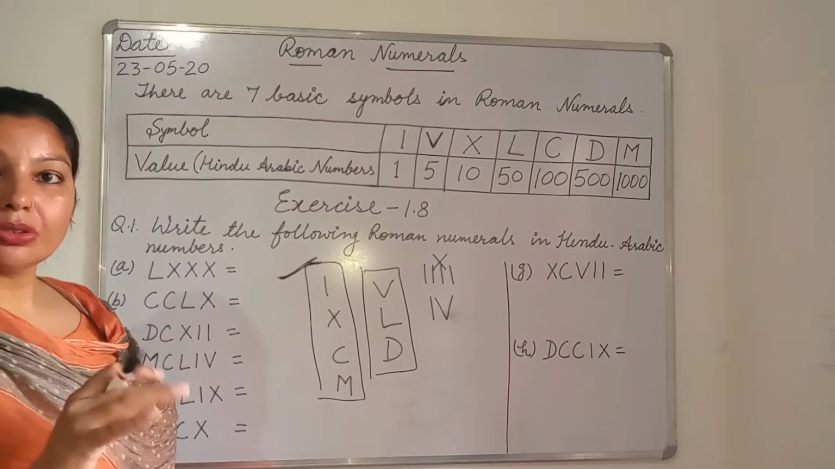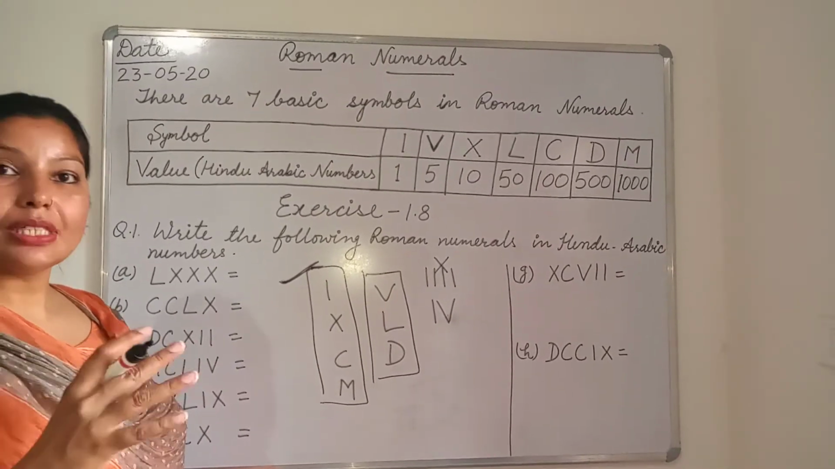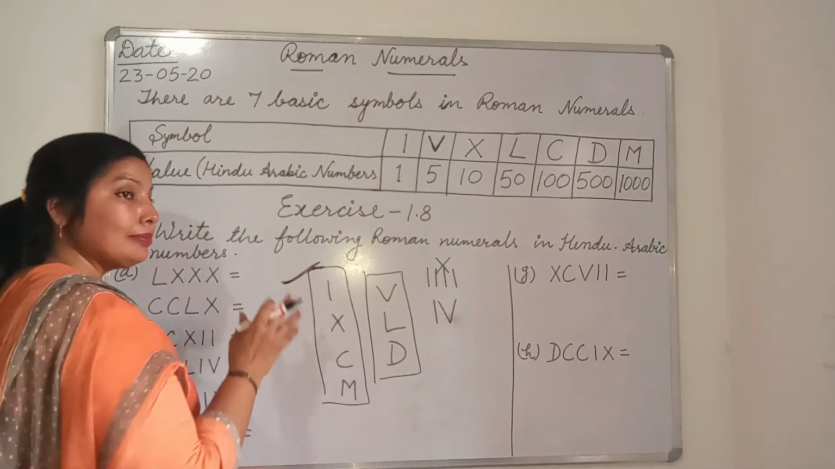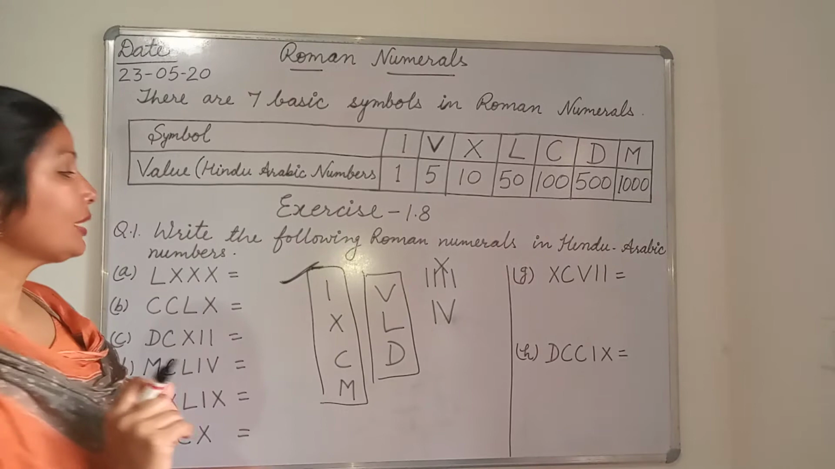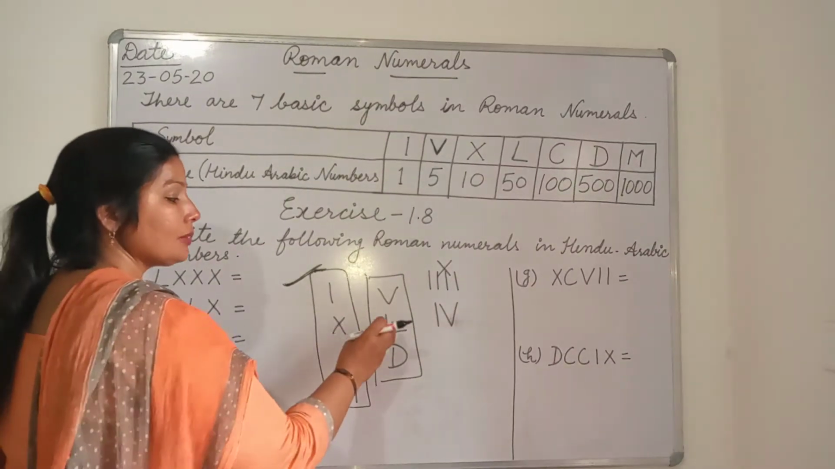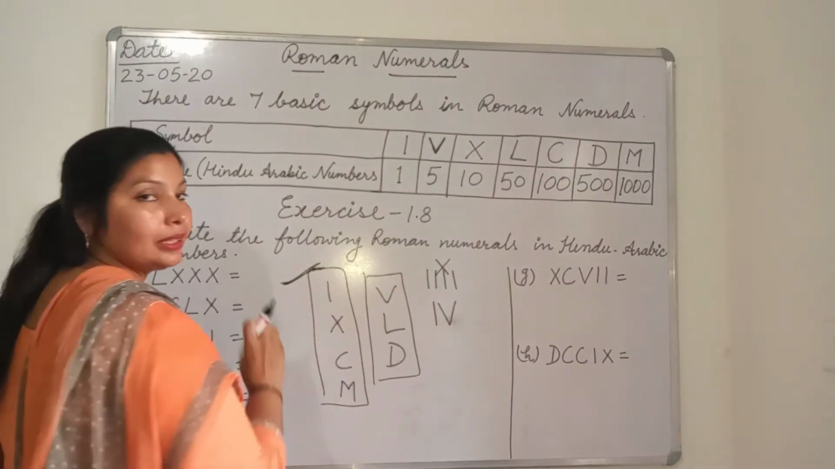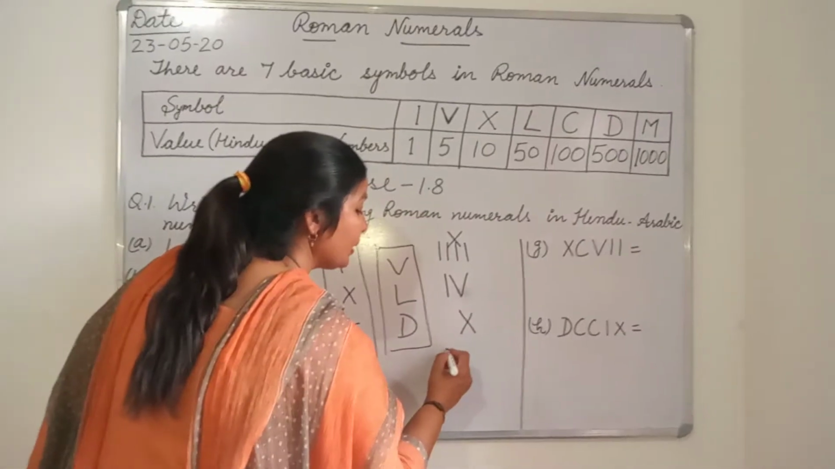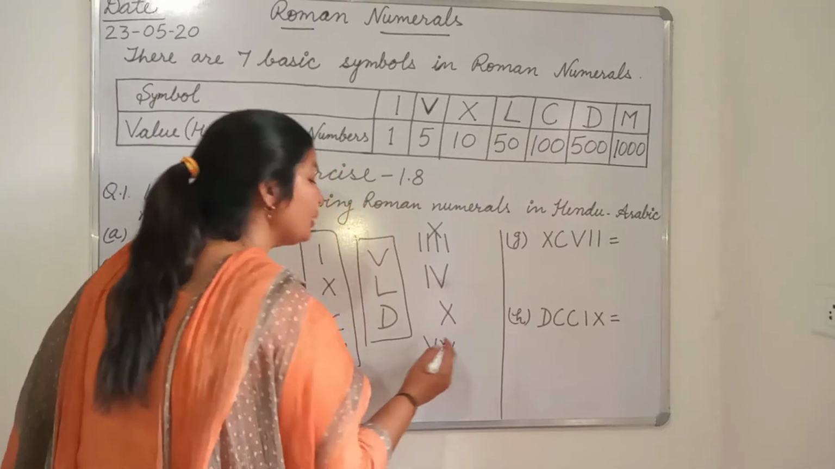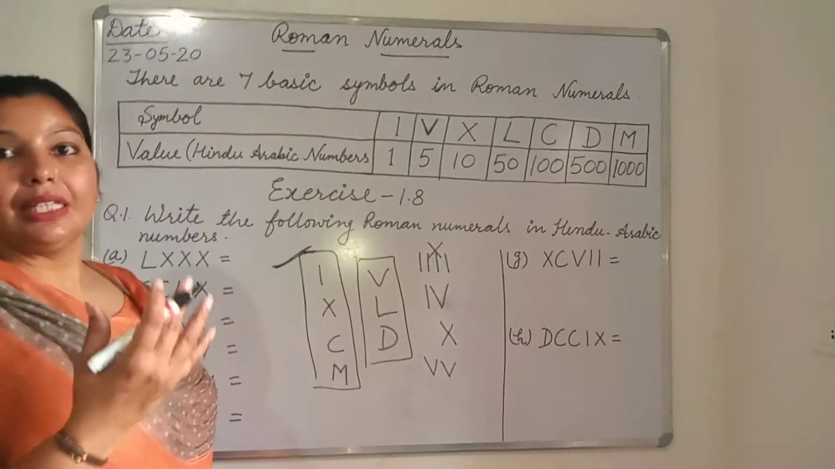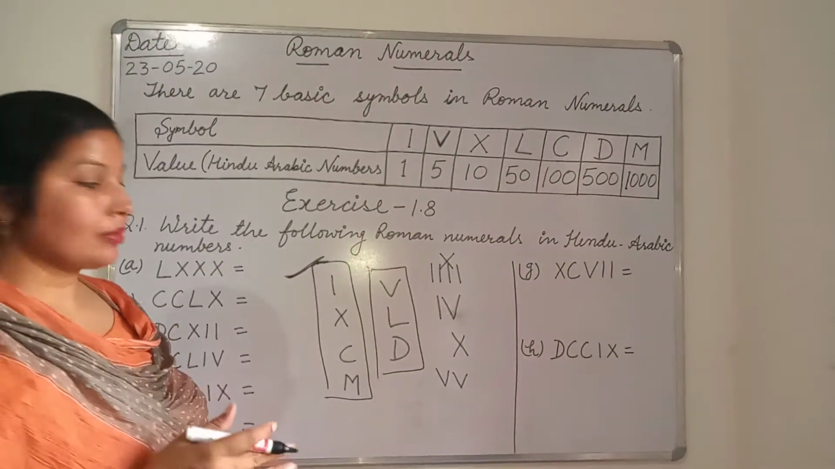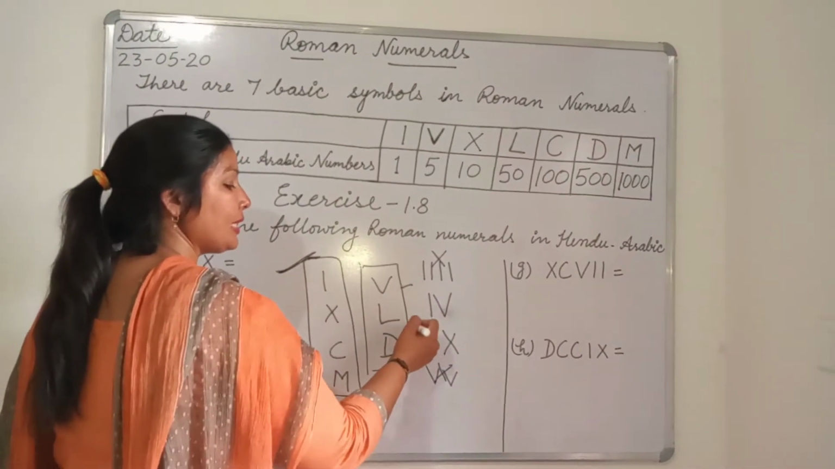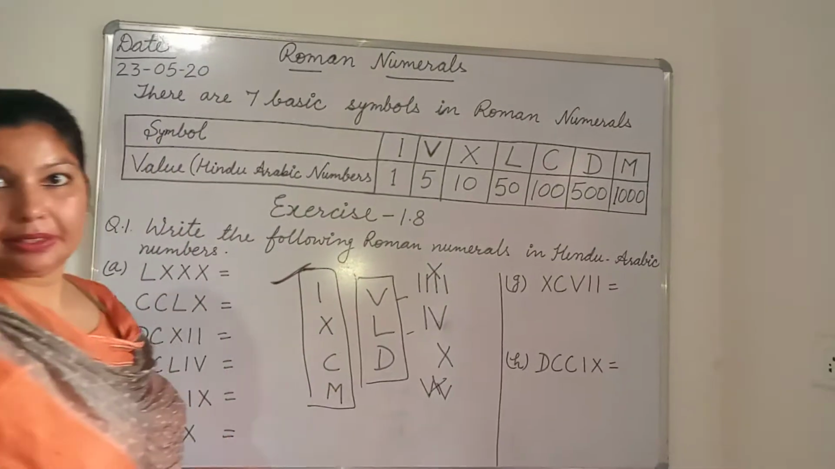Now for subtraction also we have a rule. All symbols cannot subtract. Only the symbols which we can repeat can be subtracted. We can't subtract V, we can't subtract L, we can't subtract D. Like 10 we write as X. We can't write it like this with V, because V never repeats and is never subtracted. So this will be wrong. These 3 symbols never subtract and never repeat.